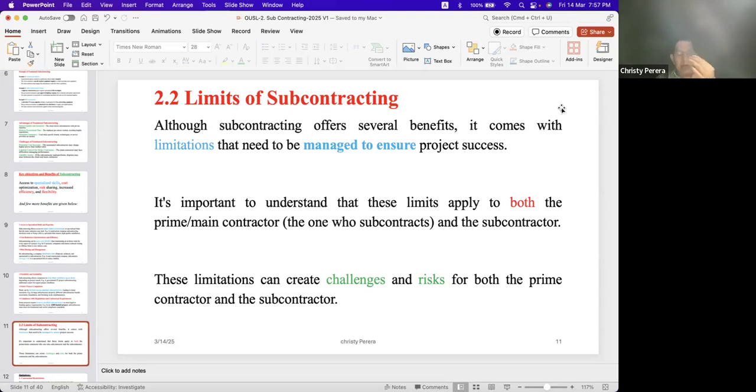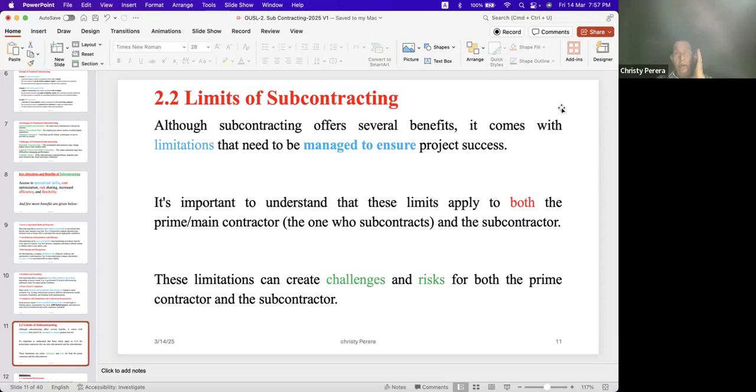So I have mentioned in the bidding document 30%. If it goes more than that, they will have to get prior approval from the client. That is one condition. Okay. Now we will go to what are the limits of subcontracting.